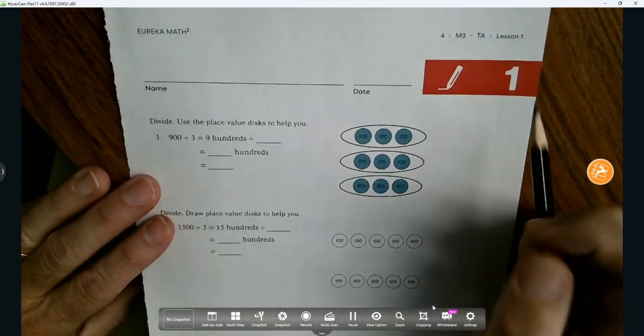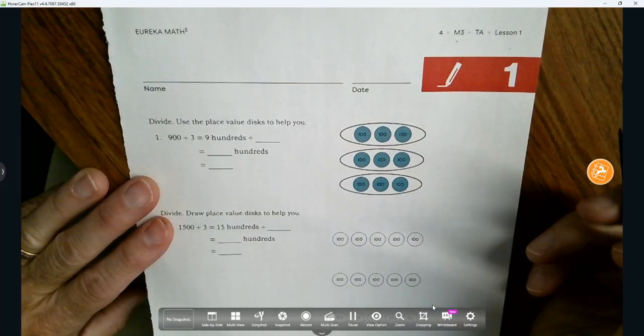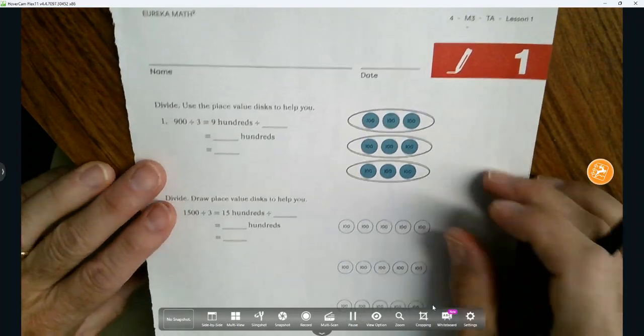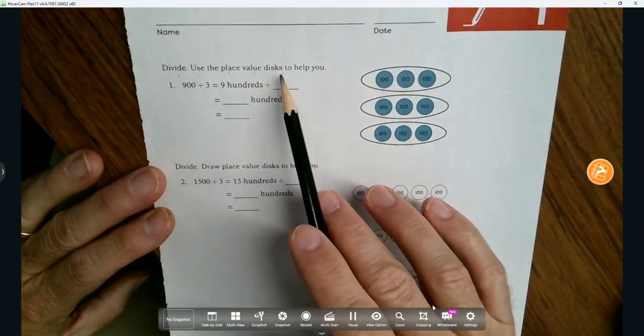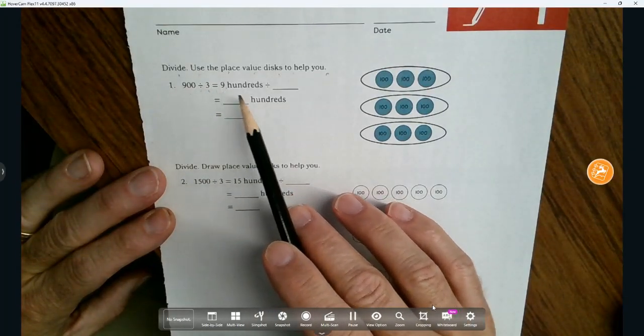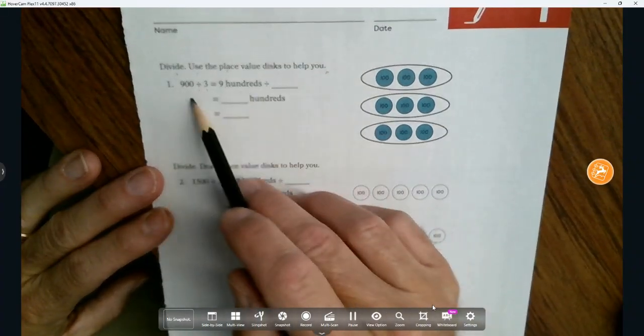This is now Module 3, Lesson 1 for Eureka Squared Math, 4th grade. Module 3, Lesson 1 homework helper. All right, let's look at today's. It says divide, use the place value disk to help you. So we have 900 divided by 3, which is 9 hundredths divided by what? So all we did is we took these zeros and made it a word.